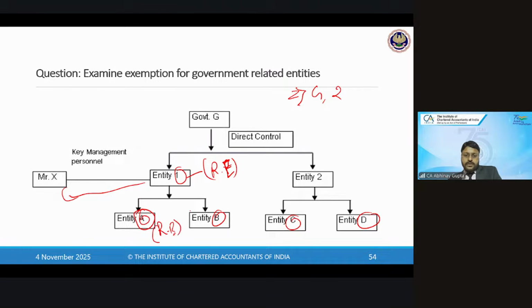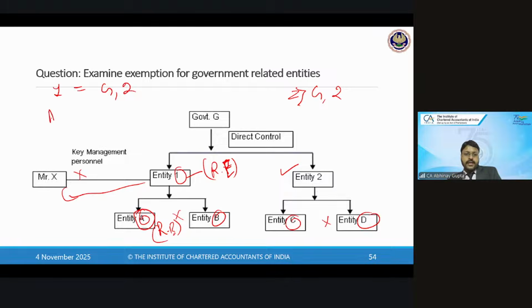Now, in my question, I have asked for entity 1. So in case of entity 1, what will eventually happen? Entity A and entity B are the subsidiaries of entity 1 itself, right? So no exemption. And for C and D as well, no exemption. But for entity 2, exemption is available, yes. But for Mr. X, exemption is not available, right? So the exemption for entity 1 is G and entity 2, right?